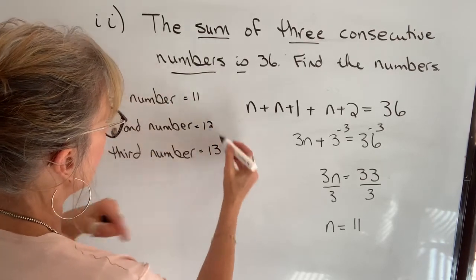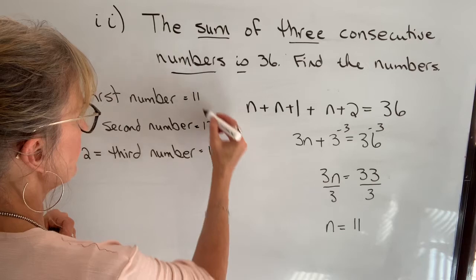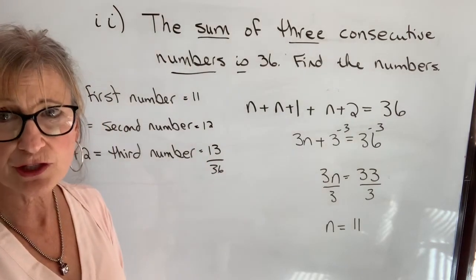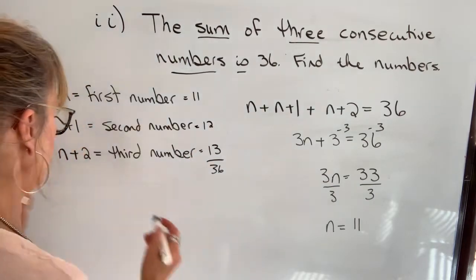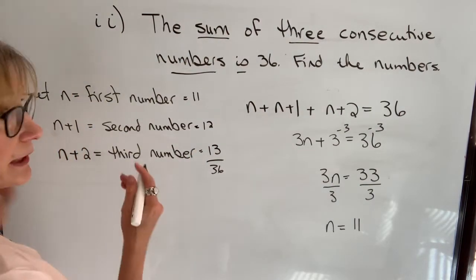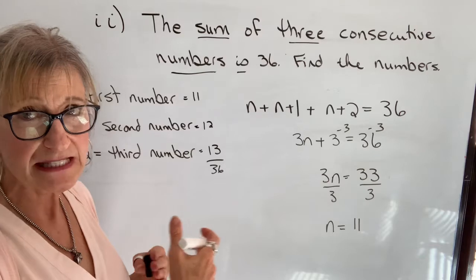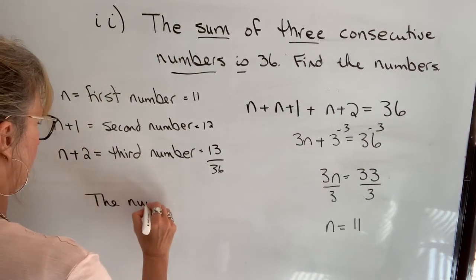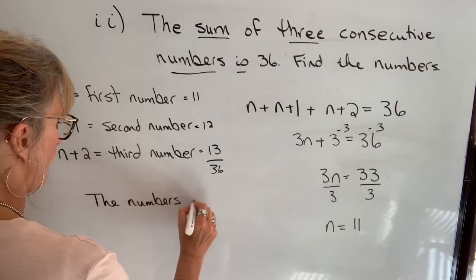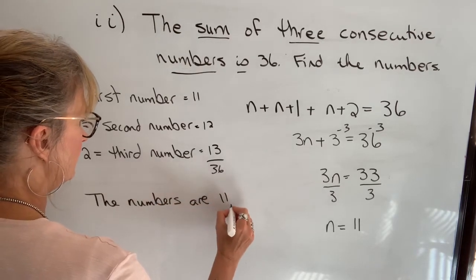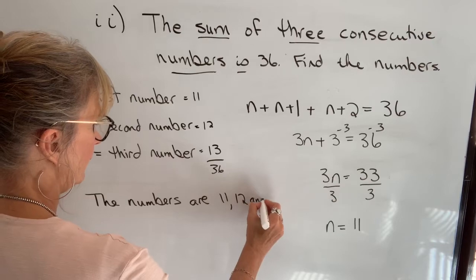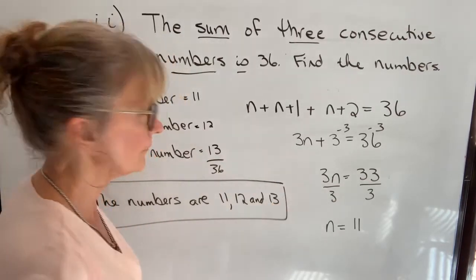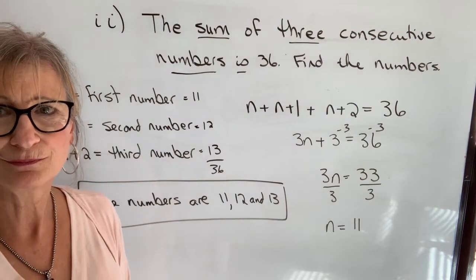Let's add this up. 11 plus 12 plus 13. 1 plus 2 plus 3 is 6, 36. So those do add up to 36. So we've done a quick check. We know that we've answered the question. We will write a statement saying that. So the numbers are 11, 12, and 13. And we've solved that problem.